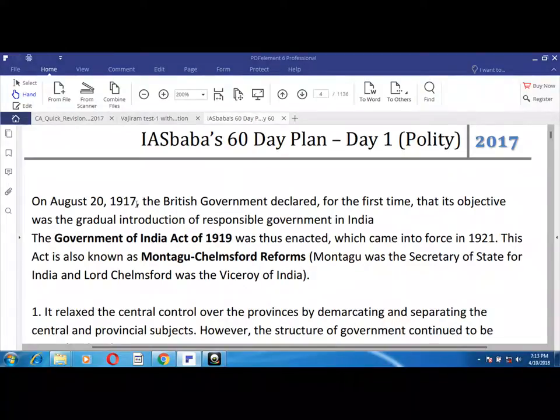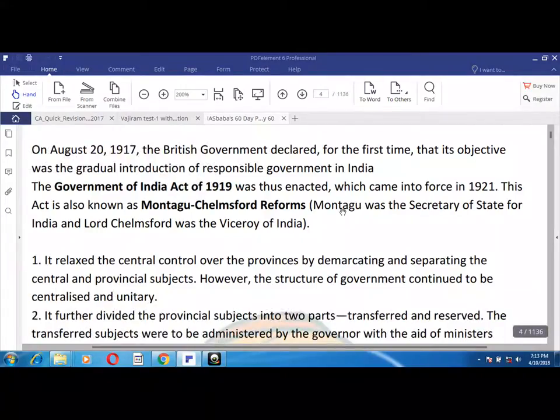Okay, on August 20, 1917, the British government declared for the first time that the objective was the gradual introduction of responsible government in India. The Government of India Act 1919 was thus enacted, which came into force in 1921. This act is also known as the Montagu-Chelmsford reforms. Montagu was the Secretary of State for India and Lord Chelmsford was the Viceroy of India.